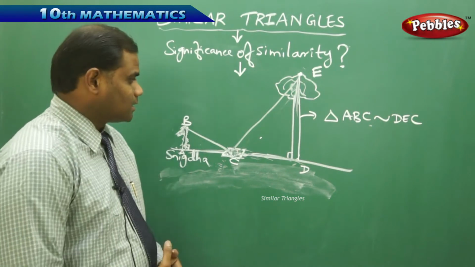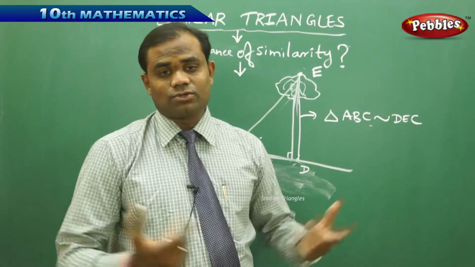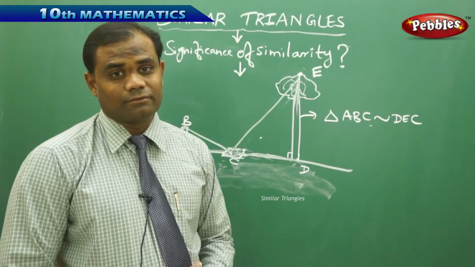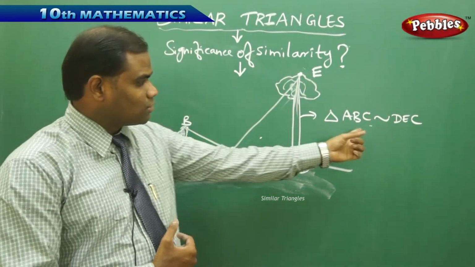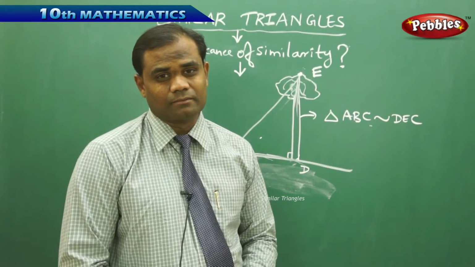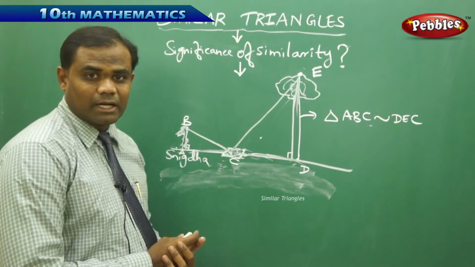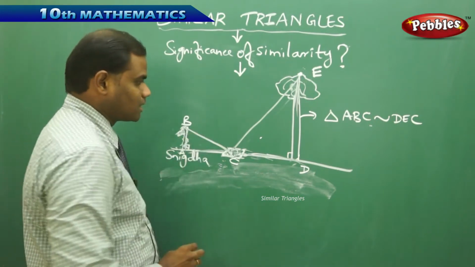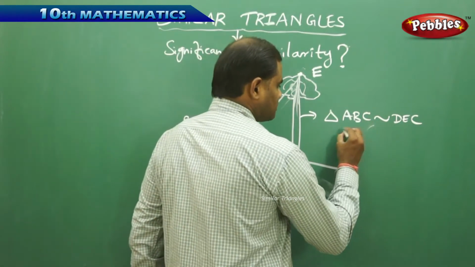Now why do you think that when these two triangles are similar, the significance is so high that this can be applied in real life? How is the height of the tree measured by Snigdha just based on the two triangles being similar? That is the biggest question here. Because when two triangles are similar, each of the corresponding angles is the same, and the corresponding sides are in the same ratio.